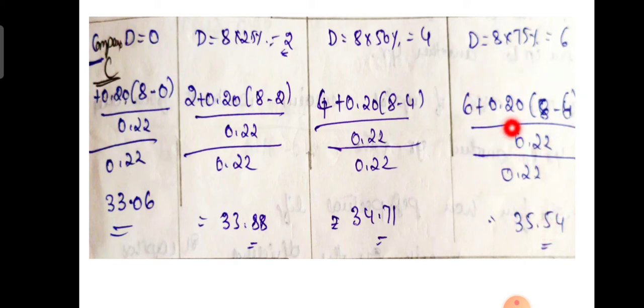So you should know how to calculate quickly. First you have to remove the bracket, that means by subtracting the values: 8 minus 6 is 2, so 2 divided by 0.22, then multiply by 0.20, then add 6, and after that divide it by 0.22, and you'll get market price as 35.54. You can observe here, when the payout ratio increases, the market price also increases.